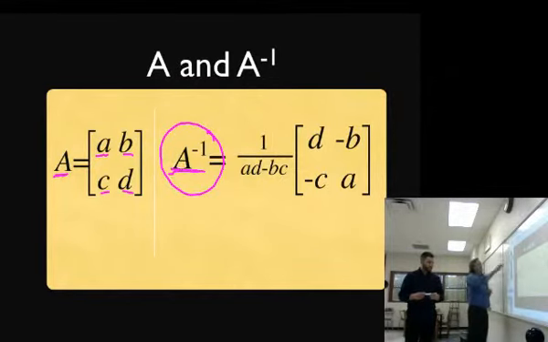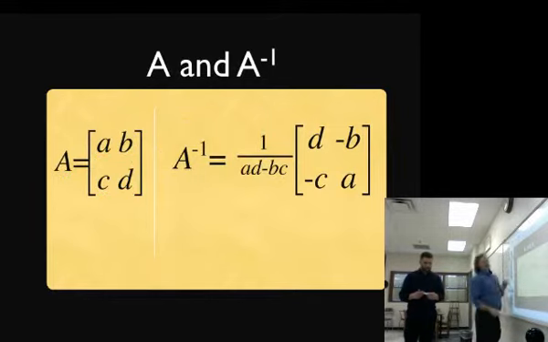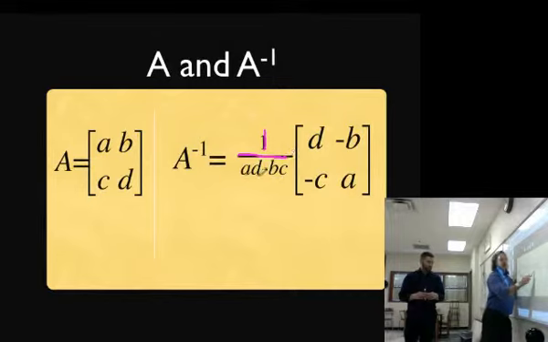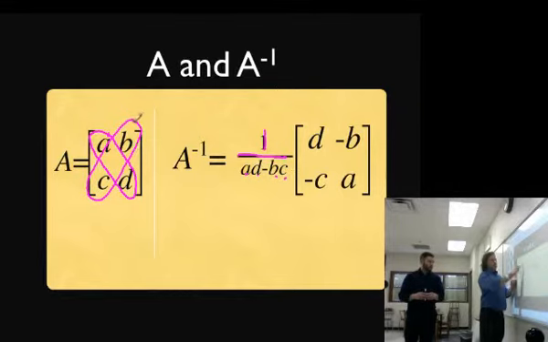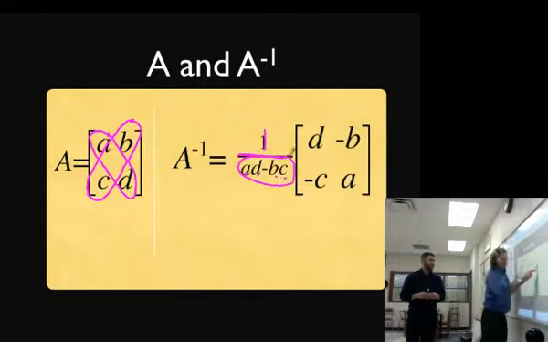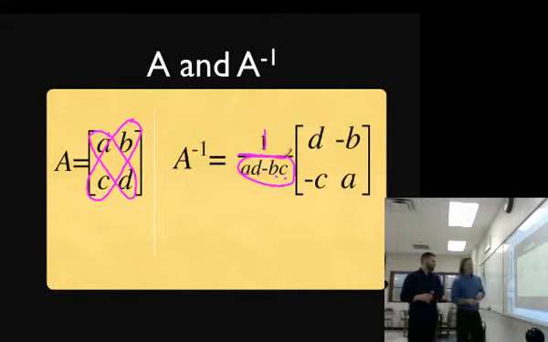So a couple of things have to happen when you are finding the inverse. The first step is to take 1 and divide it by A times D minus B times C. Man, that looks familiar. A times D, B times C. What is that? Is that the determinant? Yes, I'm determined it's the determinant.